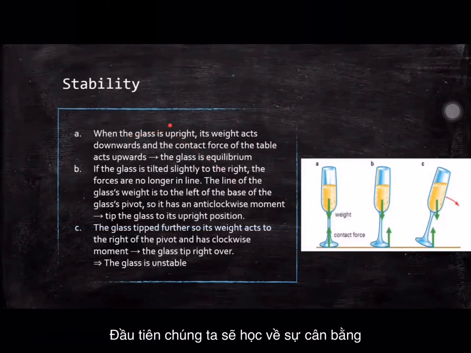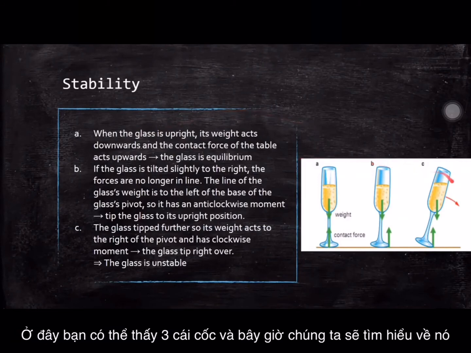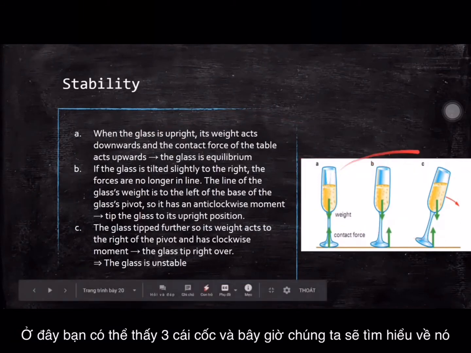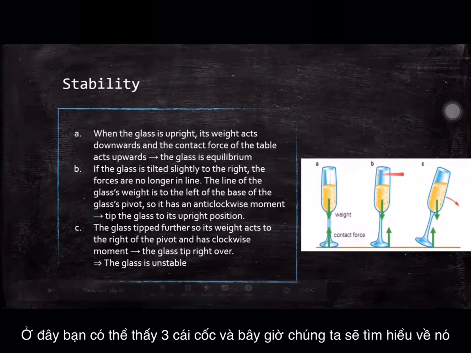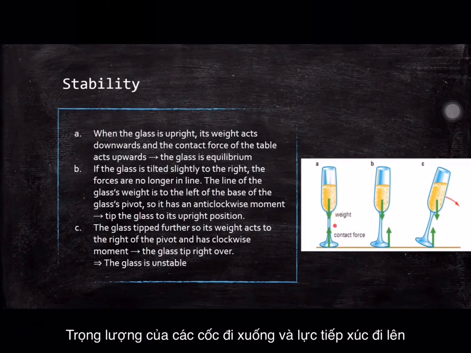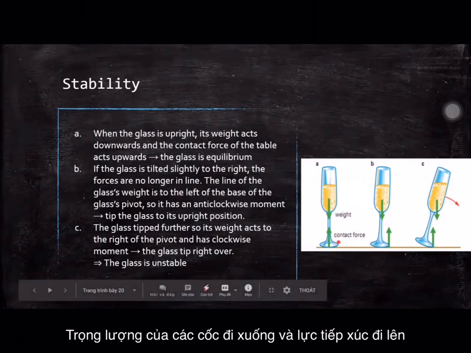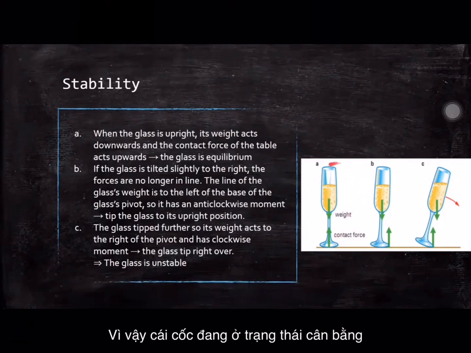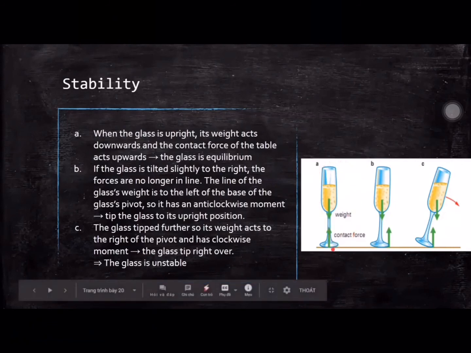Stability. First one is about stability. Now, as you can see here, these are 3 glasses, and now we go through each of them. The first one is when the glass is upright. Its weight acts downwards, and the contact force of the table acts upwards. So the glass is in equilibrium.